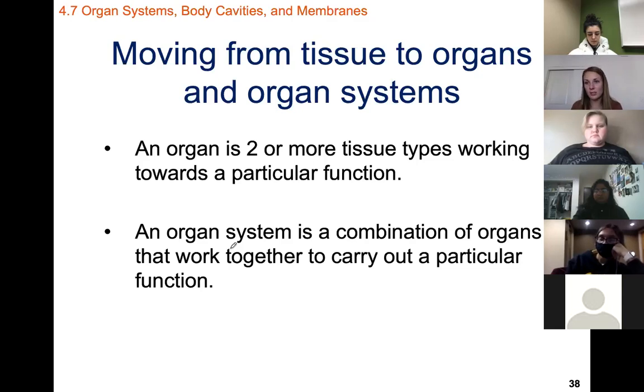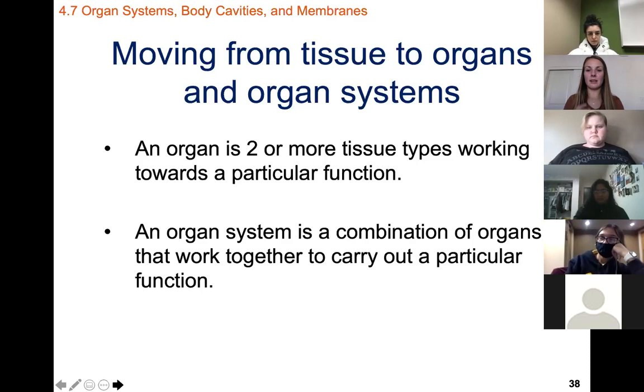Or like your digestive system is a really good example of that. You have your esophagus, your stomach, your small and large intestines, and your rectum and your anus, and your urinary bladder and things like that providing digestive support throughout your body. Those are all different types of organs. Those organs are made up of tissues, and we just talked a whole lot about tissues, so I'm not going to explain that again right now anyways.